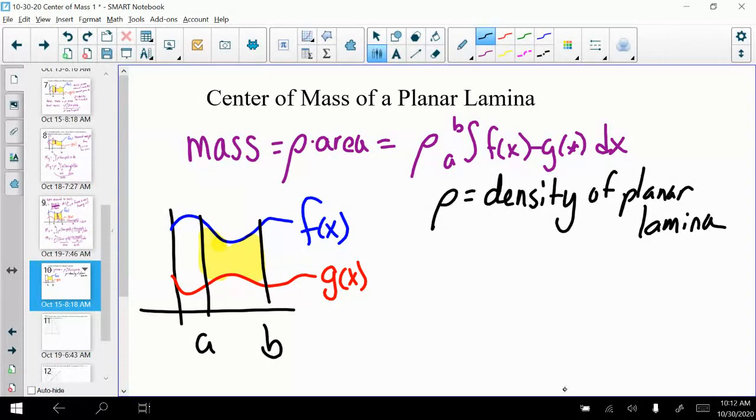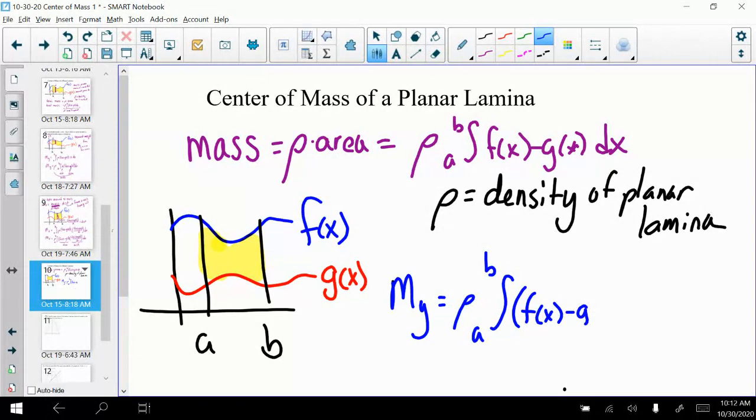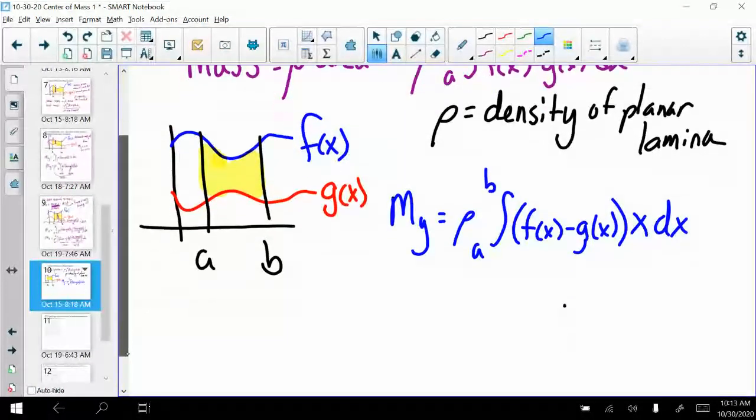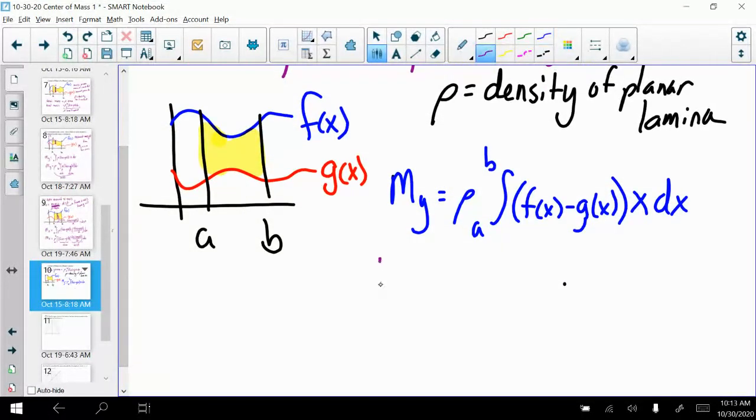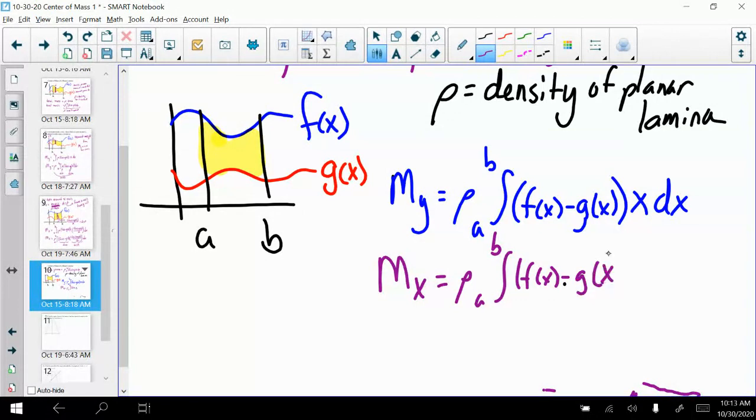The other things that I wanted to write down were our moment about y, which we said was rho times the integral from a to b of our area, f of x minus g of x, times our distance, x dx. I wanted to write down our moment about x, which is rho, a to b, our area, f of x minus g of x, times our distance, which is f of x plus g of x over 2 dx.